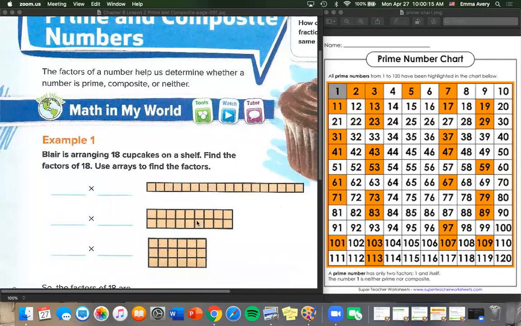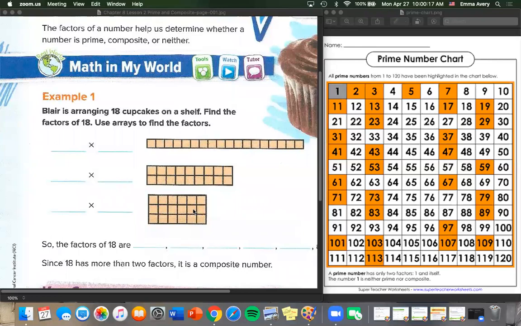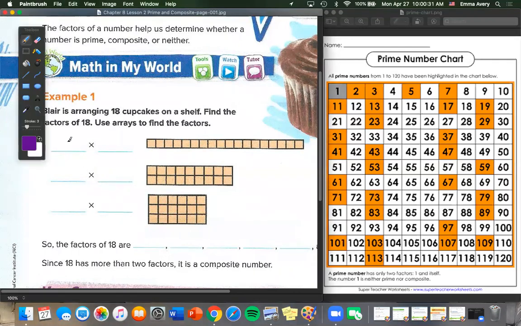So let's look at example 1. Blair is arranging 18 cupcakes on a shelf. Find the factors of 18. Use arrays to find the factors. Well, this is just like the arrays we were doing with multiplication. So we have one row. And how many columns do we have? 1, 2, 3, 4, 5, 6, 7, 8, 9, 10, 11, 12, 13, 14, 15, 16, 17, 18. We could have told that from how many cupcakes she has on the shelf, but I wanted to count just to make sure.